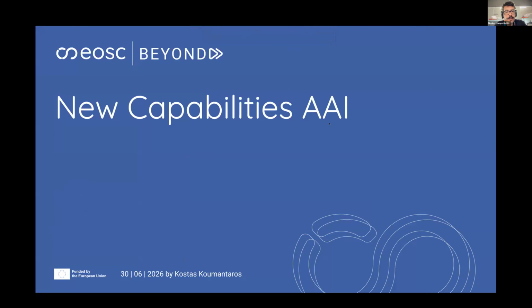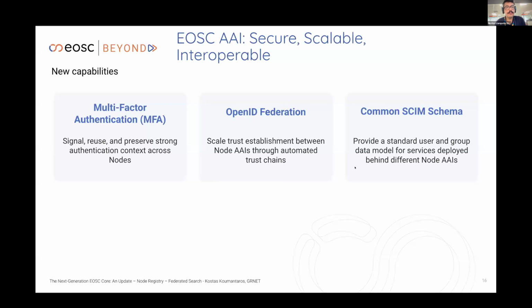Cool. So, hello everyone. I'm Nicolas Liampotis from GRNET. I'm leading Work Package 9, the activity on authentication, authorization infrastructures. And in this webinar, I'd like to discuss the new capabilities that we developed during the initial phase of the project. Starting with multi-factor authentication, or MFA, the idea here is to be able to signal in a standardized way and be able to preserve strong authentication context for cross-node interactions.